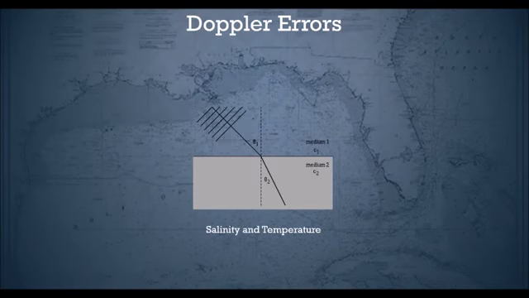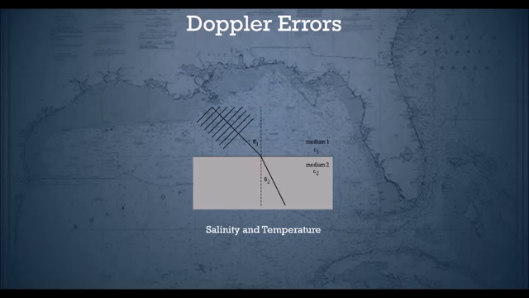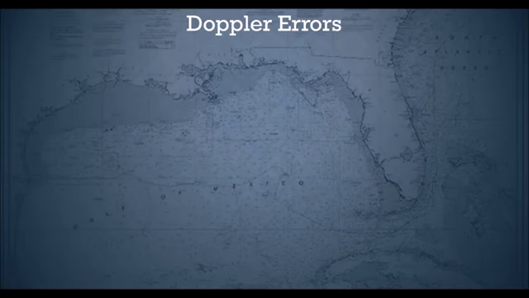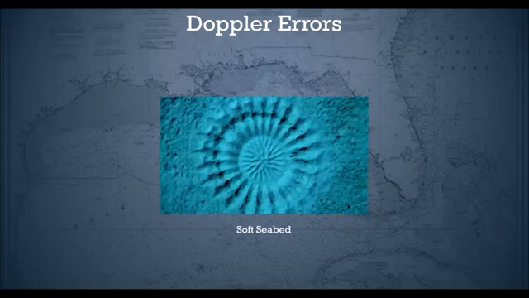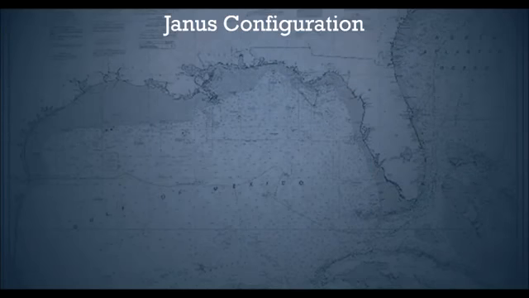Doppler is also affected by the fact that waves travel differently in different mediums of water. So if the salinity or temperature changes, there will be errors because the speed of the waves changes. Some newer versions do take into account the temperature of the water. Doppler also is affected by the nature of the seabed. If it is a soft seabed, then the waves don't come back on time, and then you have errors.